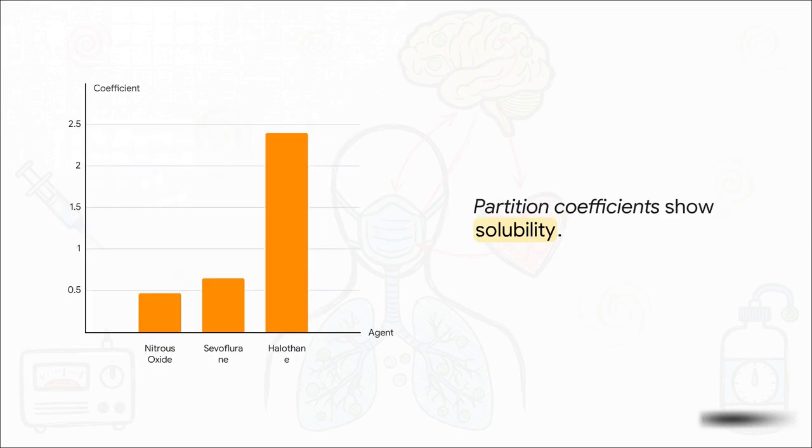We actually quantify this exact sponge-like behavior using a number called the blood gas partition coefficient. Take halothane, for example. It has an incredibly high coefficient of 2.4. That literally means you need so much more of it just to saturate the blood before it can ever even think about reaching the brain. Now compare that to nitrous oxide at 0.47 or sevoflurane at 0.65. Those reach a rapid equilibrium, allowing the provider to put the patient to sleep much, much more efficiently.